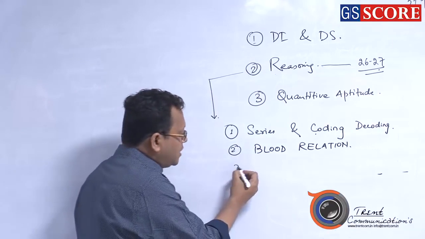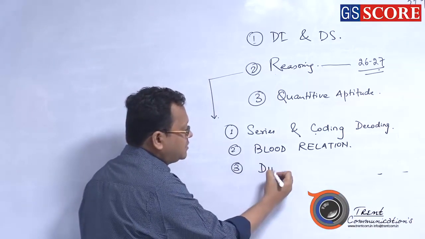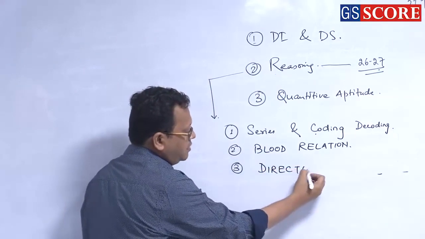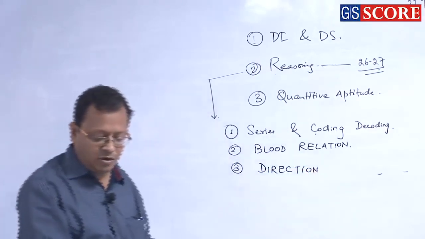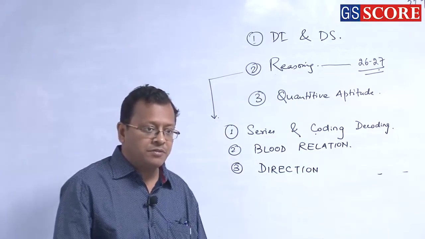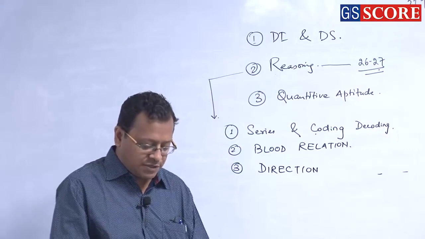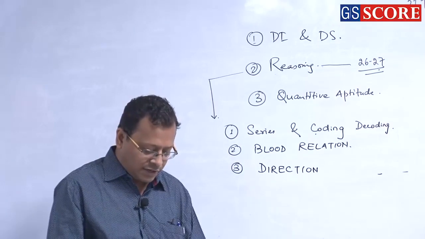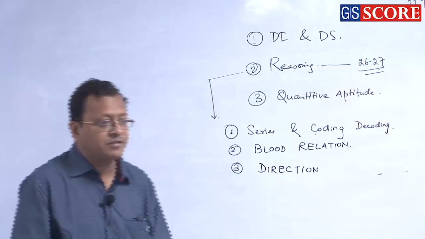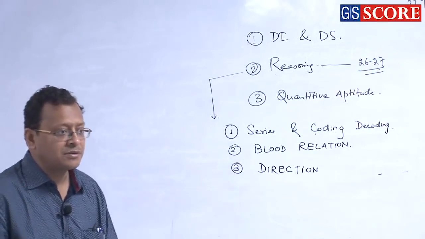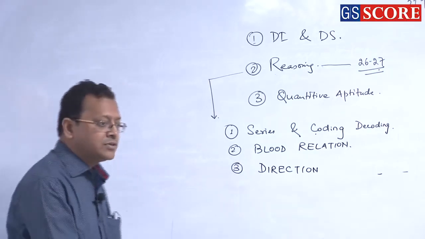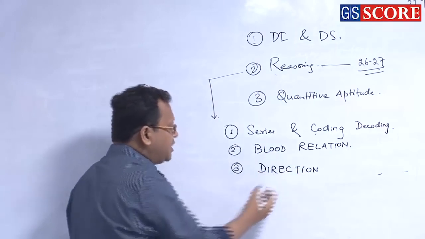The third kind will be on direction. A man goes 5 meters east, then 10 meters west, then 2 meters north and all that, then where is he now with respect to his original position? Clear or not? So these kinds of questions are asked in the direction part.